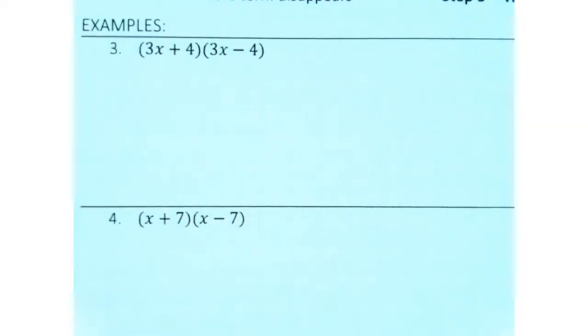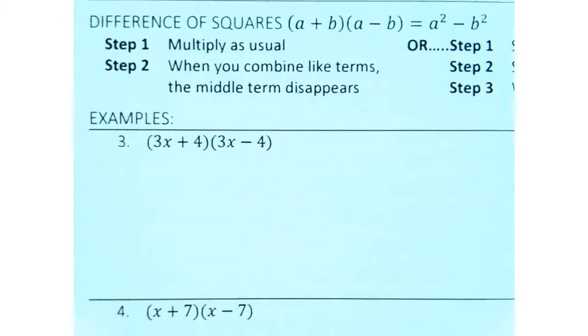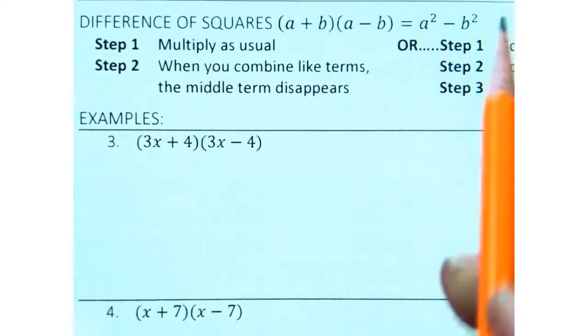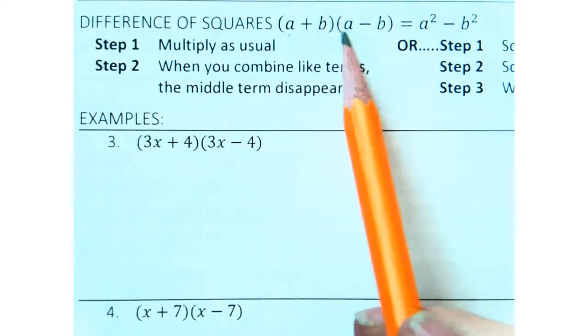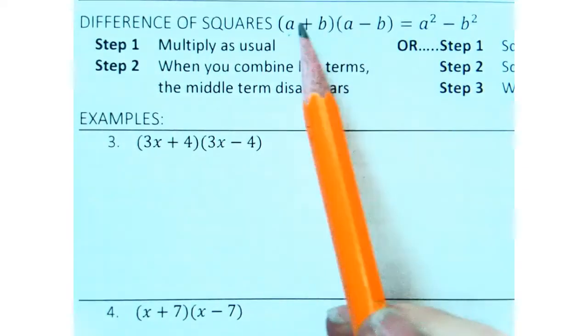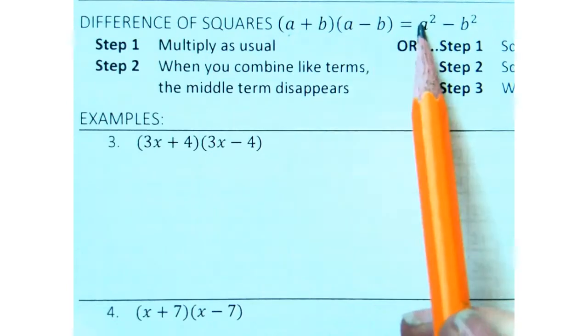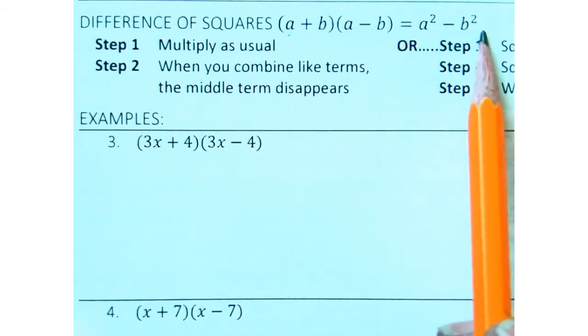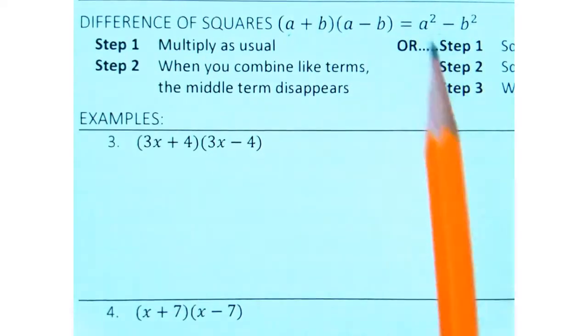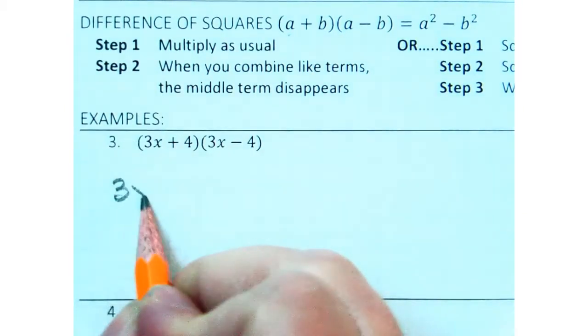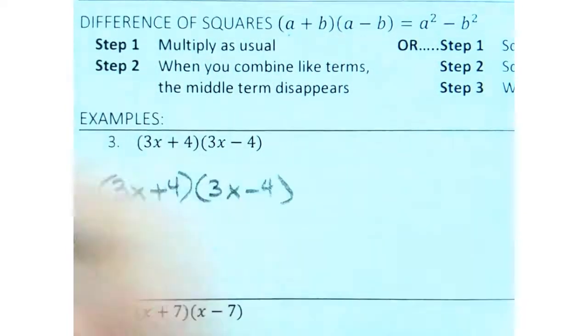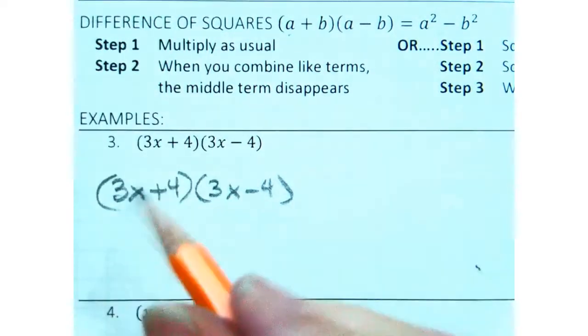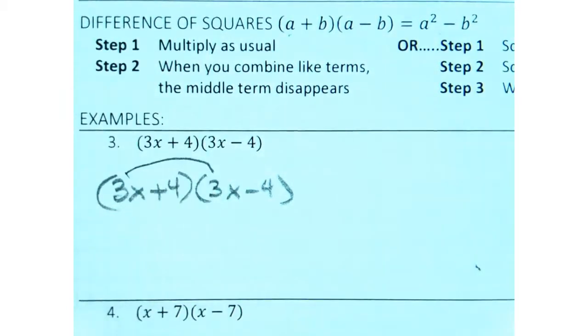The second special case is very similar, but the shortcut is even quicker. This case is called difference of squares. The two factors are the same except one has a plus sign and the other has a minus sign. The answer will be a difference of squares, two squared terms with a minus in between. First we multiply as usual. 3x times 3x is 9x squared.